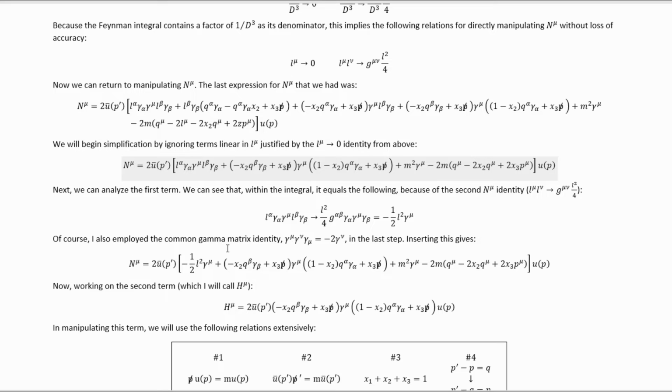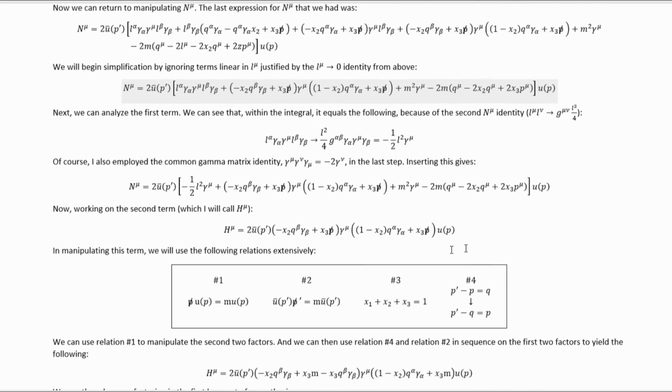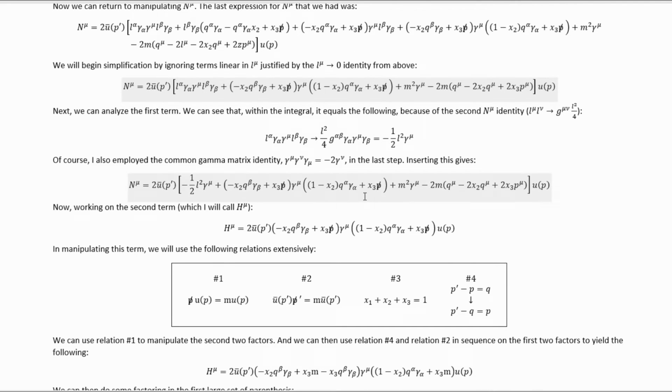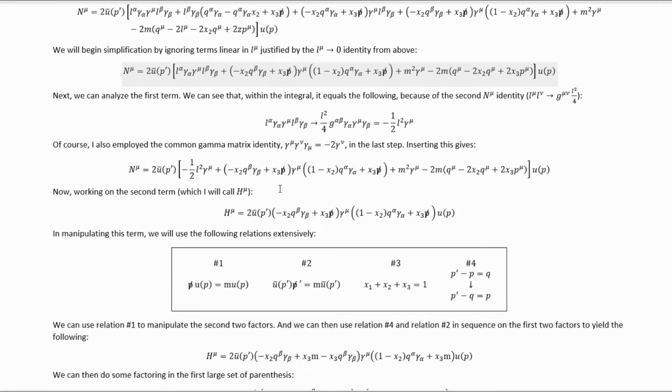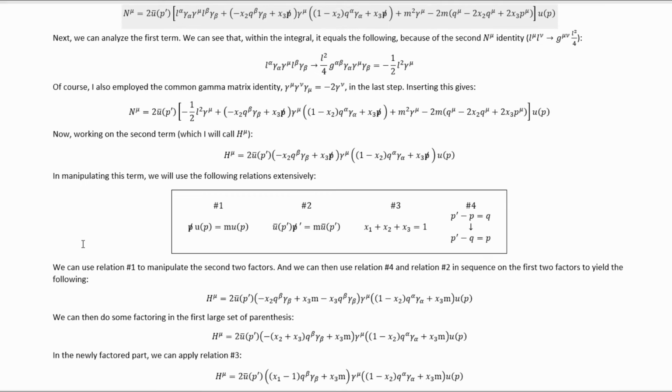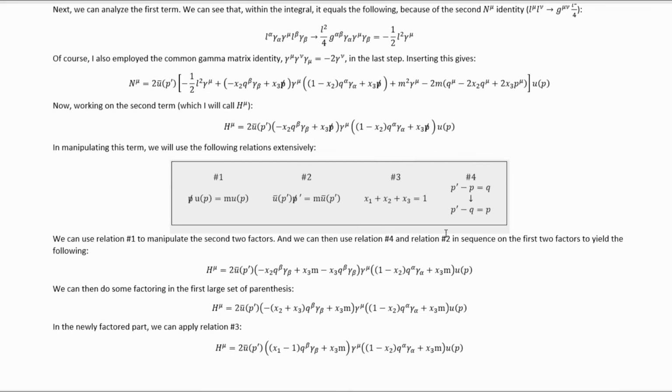Of course, I have employed the gamma matrix identity given there in the last step to get from here to here. Inserting this gets us to this, which is already looking quite a bit better than that nasty thing we started with for n mu. Now working on the second term, this one, well, with the spinors in the factor of 2, which I'll call h mu, we can manipulate that and simplify it quite a lot. And when we do that, we'll use these identities extensively.